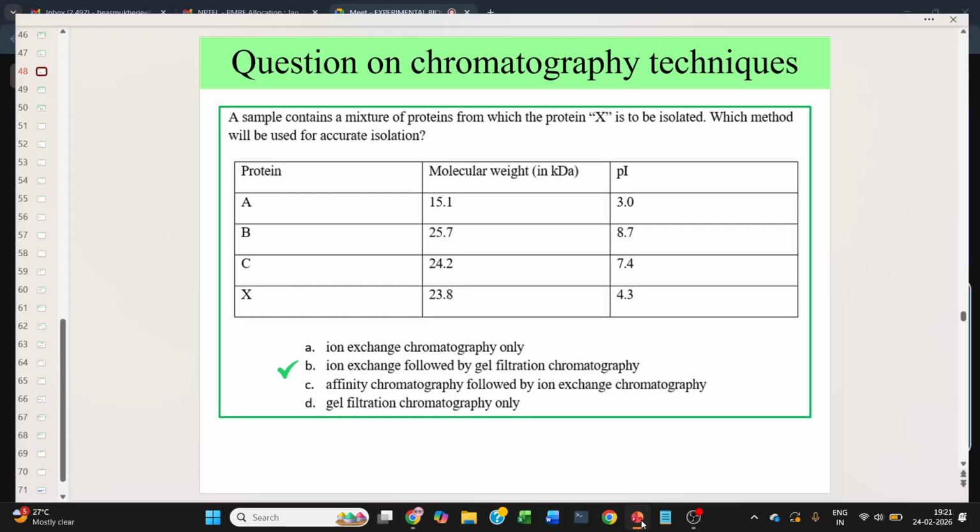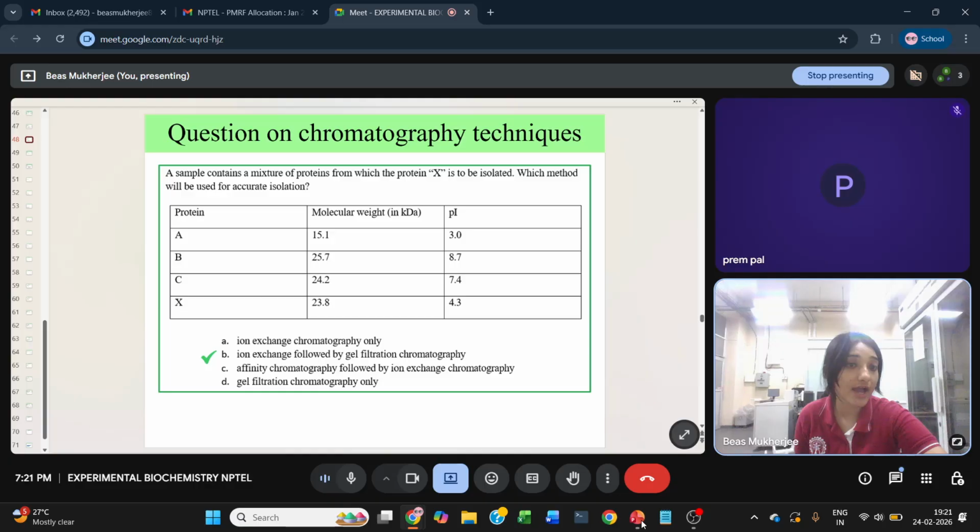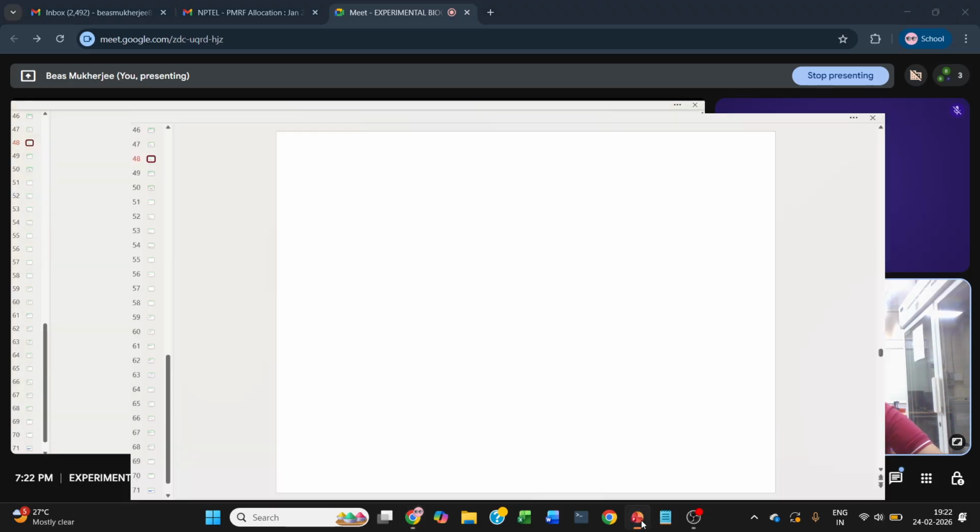Yeah, so B is the right answer because the pI are so different. That is why ion exchange chromatography can be done. And since X is having a pI of around 4.3, in the mixture there will be 4.3 and this 3. So basically A and X will come together, and then since A is having molecular weight much different from X, you can go for size exclusion chromatography. Yeah, so very good.